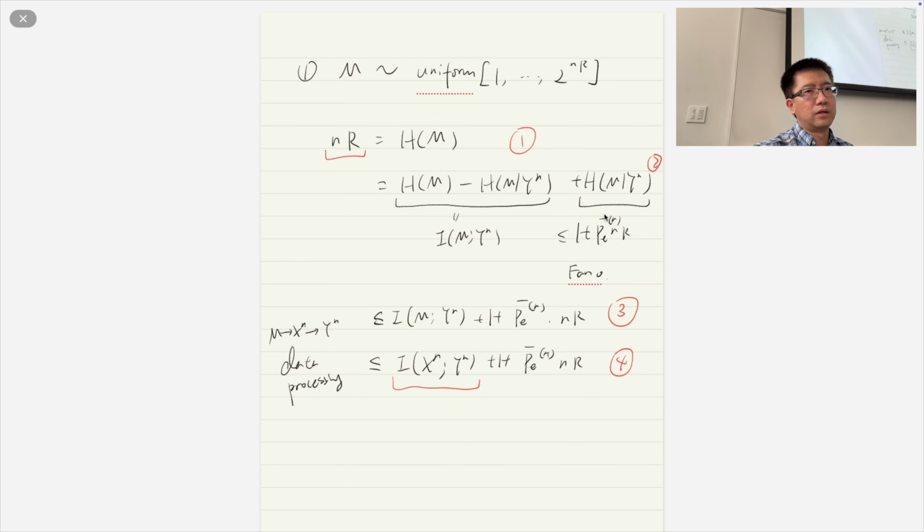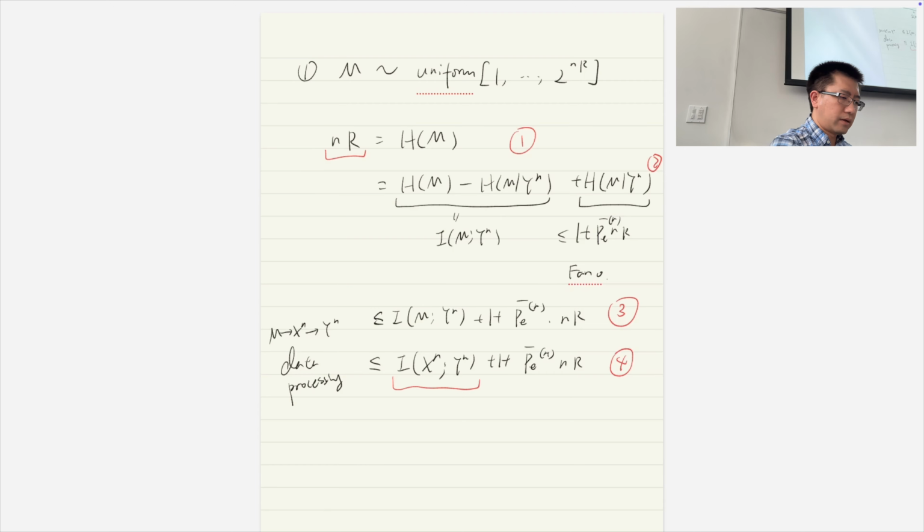Because it's a zero error code. If you know y^n, you have to know m. Otherwise, it's not zero error. Therefore, this entropy goes to 0, right? Then it just follows everything else. That'll work. Okay, so basically that'll be the idea.